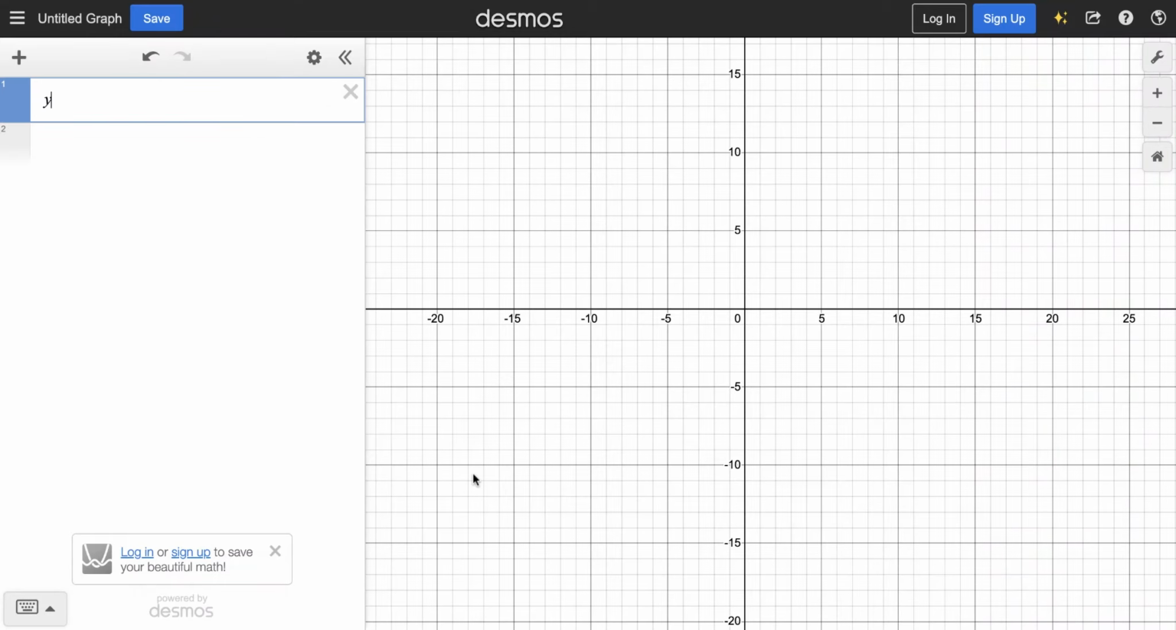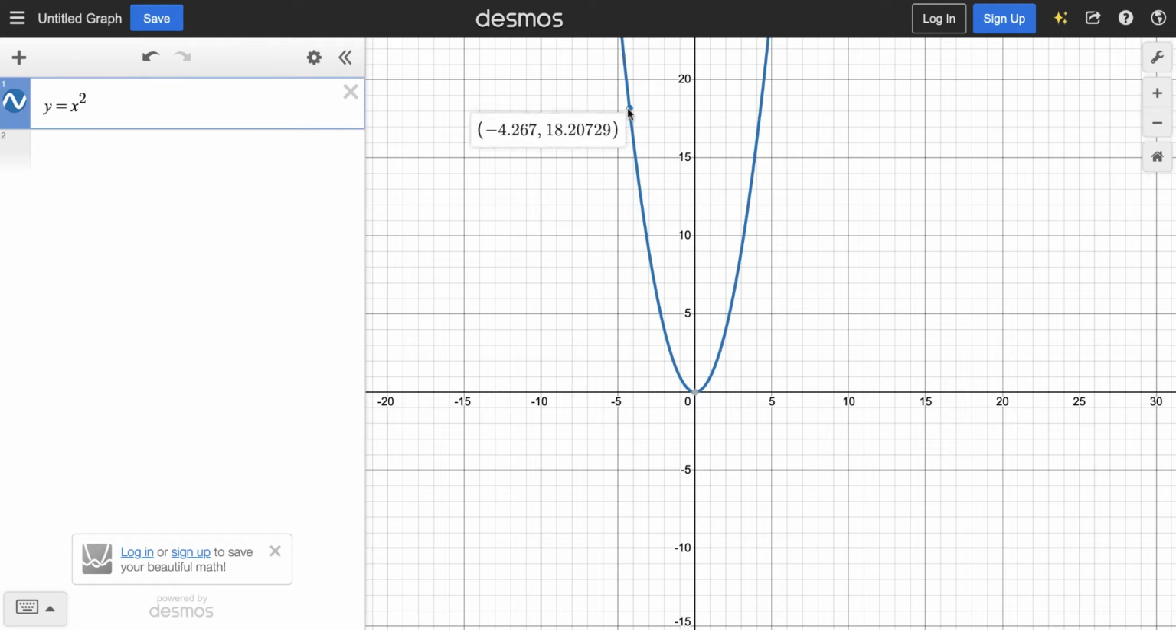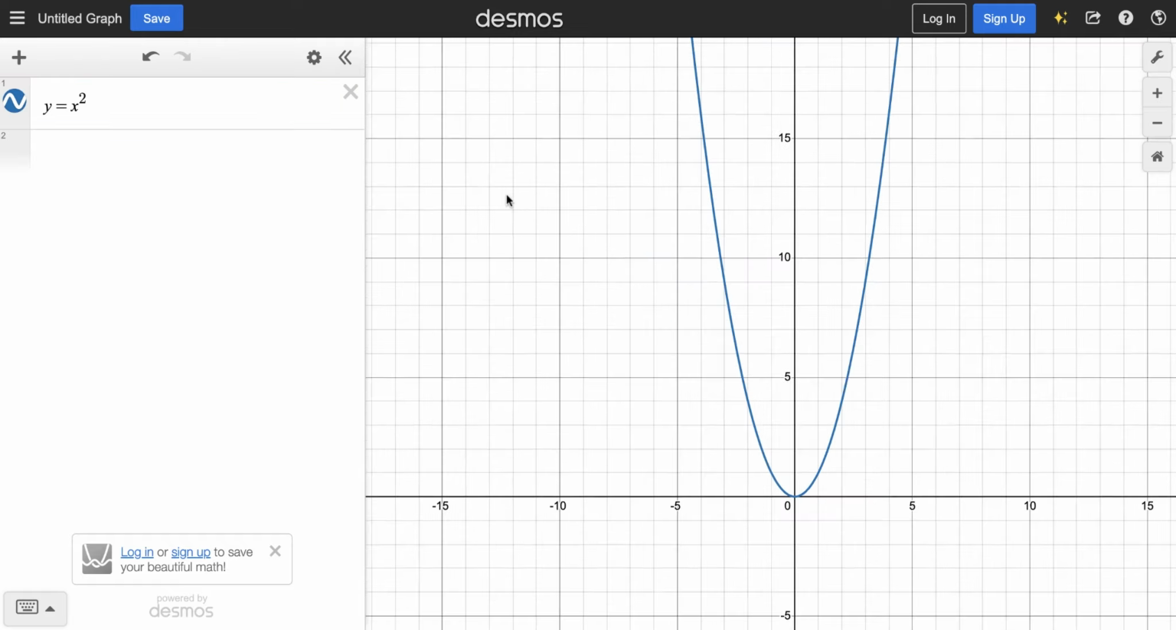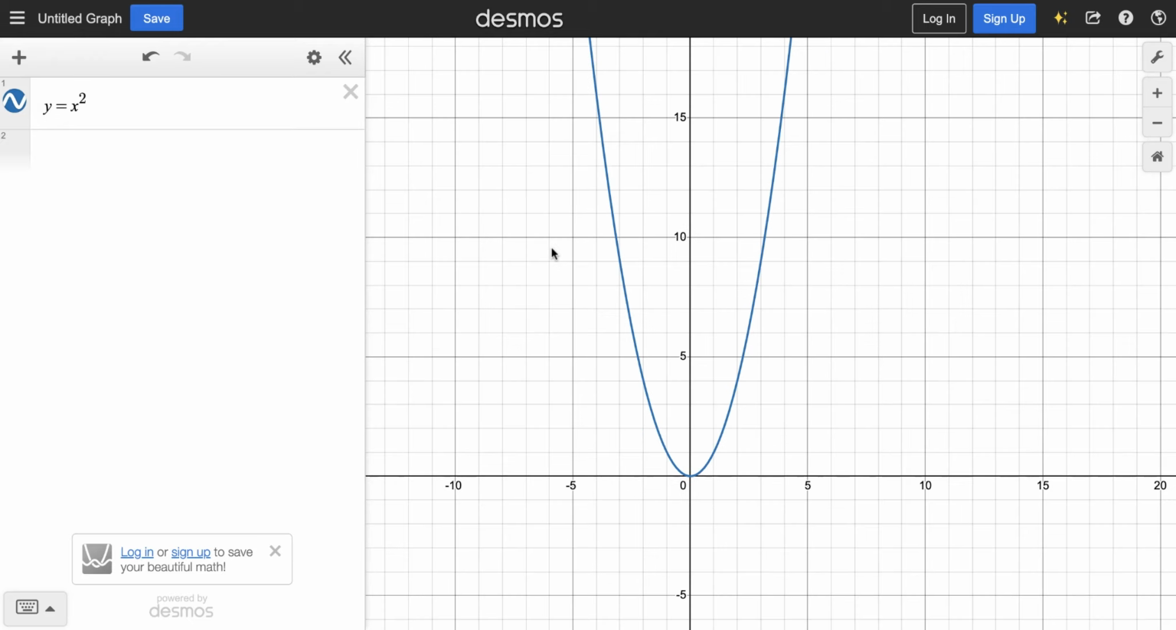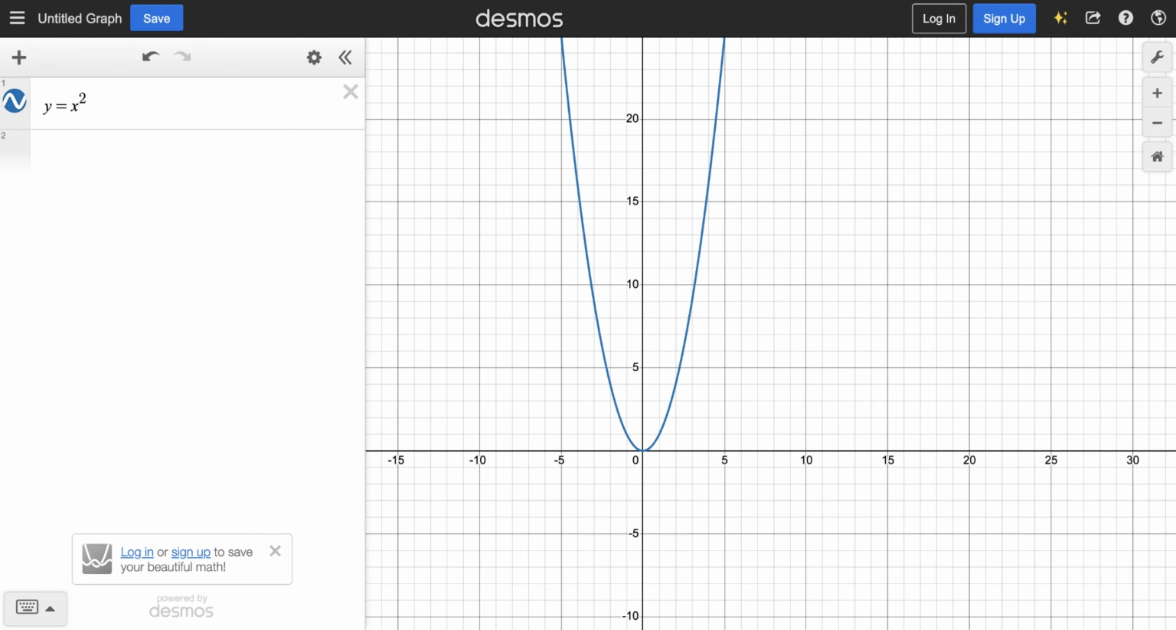Let's say you have y is equal to x squared. Now we're going to be talking about the transformations of a function. So what are transformations, first of all? They're just ways to change the function, ways to move the function around.